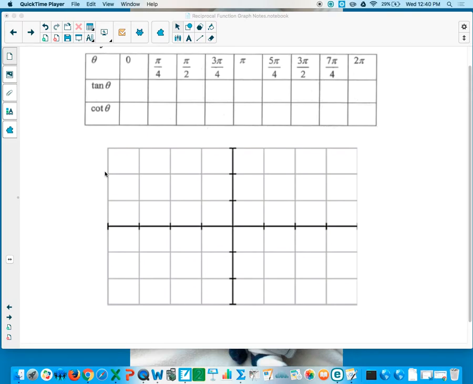In this video, we will graph cotangent using our tangent information. The only difference is I don't have the tangent graph underneath because it will get confusing since both have asymptotes and they would overlap kind of weird. So I'm first going to fill in the values for tangent theta.